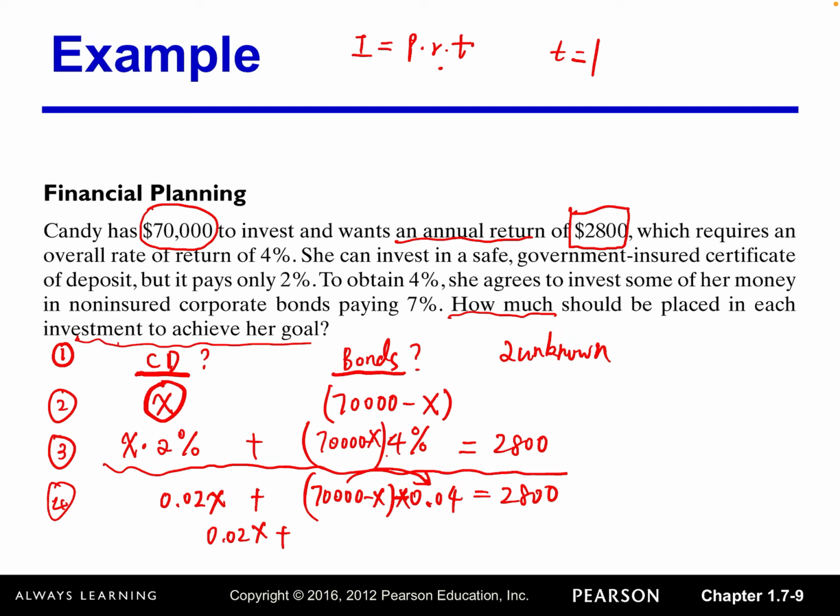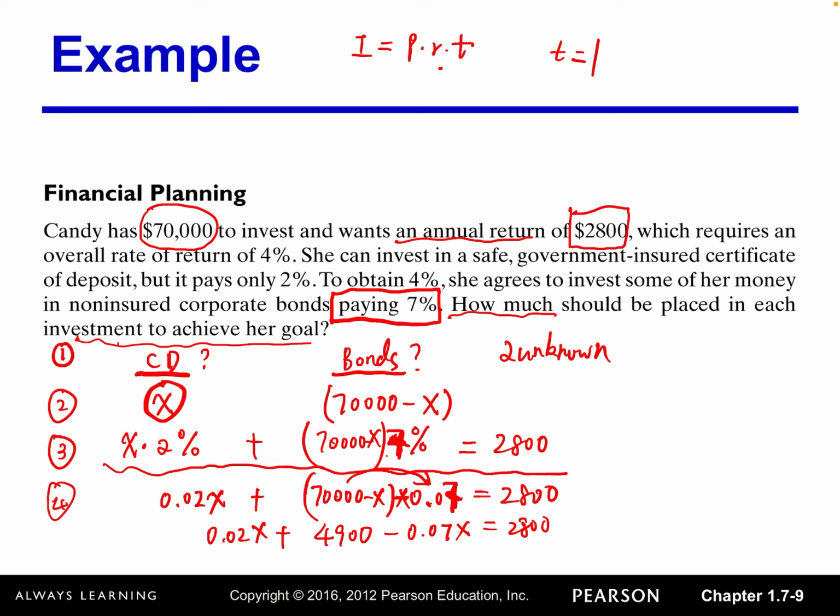Oh, I'm sorry, did I make a mistake? The bonds pay 7%, not 4%. I'm sorry, 4% is the overall rate. So 7% here. The bonds pay 7%. Sorry, I made a mistake. So 70,000 times 0.07, we get 4,900. And then minus x times 0.07, that's minus 0.07x, equals 2,800.